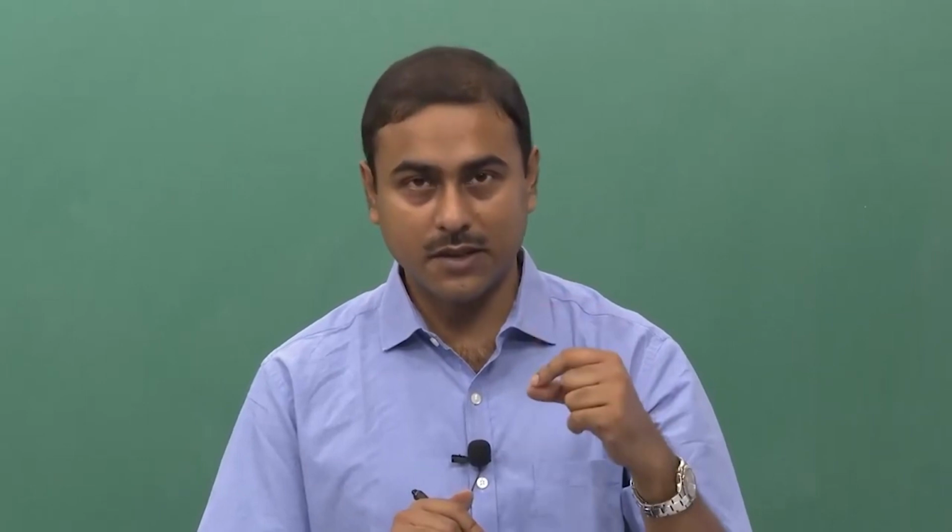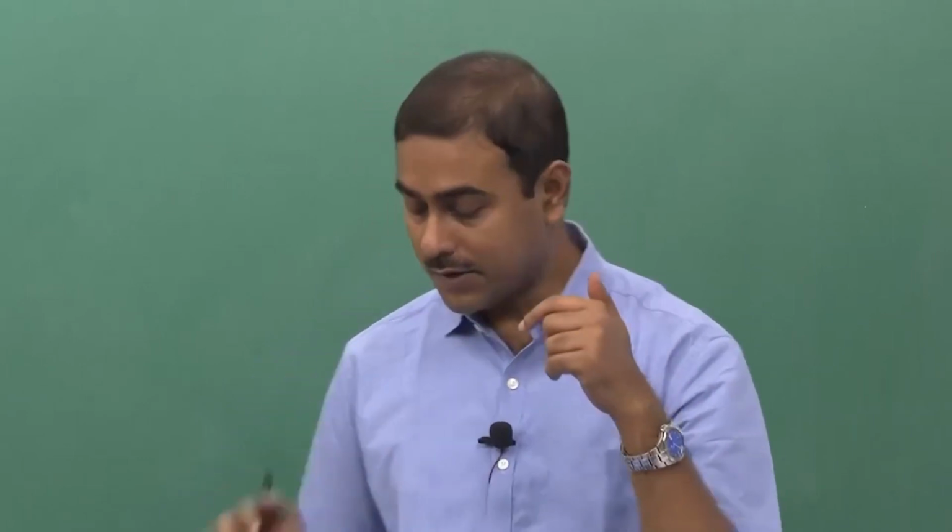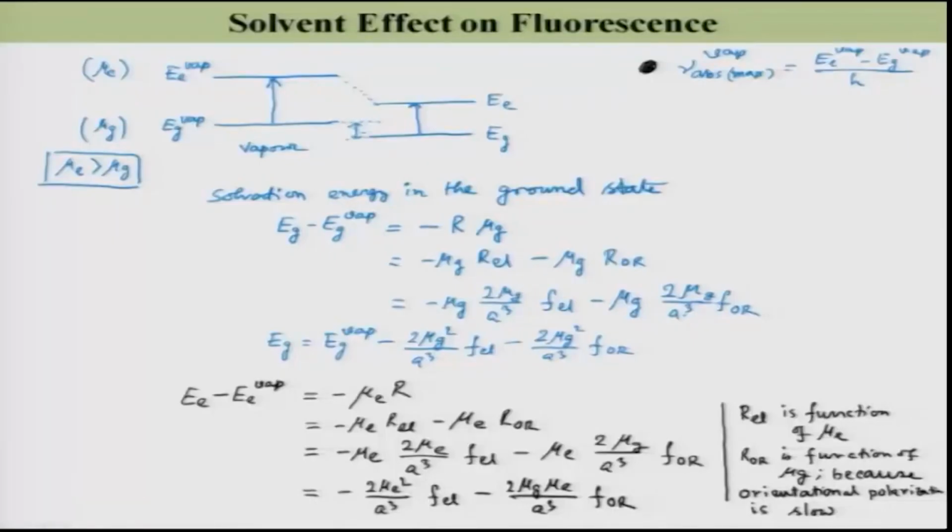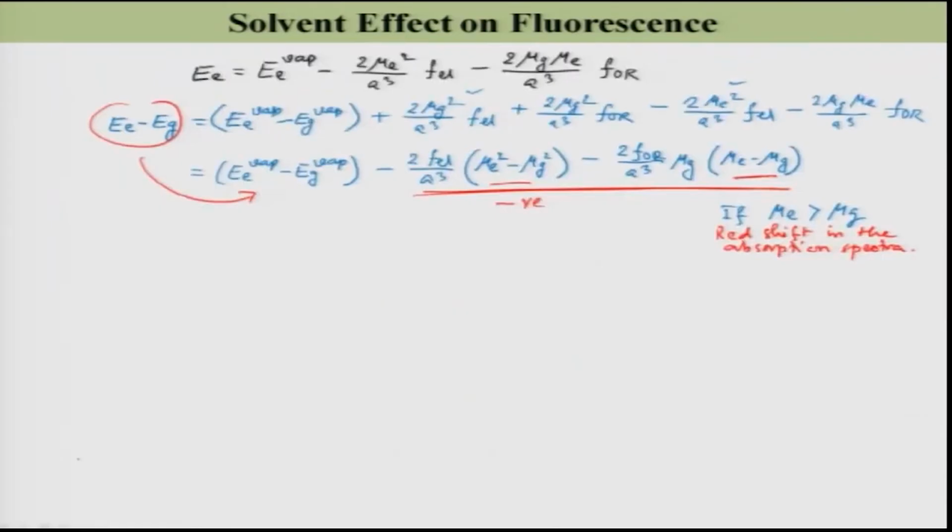So, now if I give enough time, then instead of using mu G for the ROR, for that excited state, I will use mu E, because I have given enough time for that, right. So, let us see what will happen for that. So, then in this case, this is the solvation energy for emission, right.